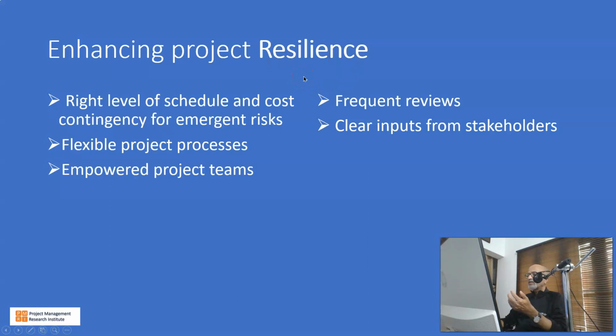Some of the key ways of improving the project resilience are the right level of schedule and cost contingency for emergent risk, flexible project processes, empowered project teams, frequent reviews, and clear inputs from stakeholders. So these are some of the things we can do to improve the resilience of the project against the unknown risk.